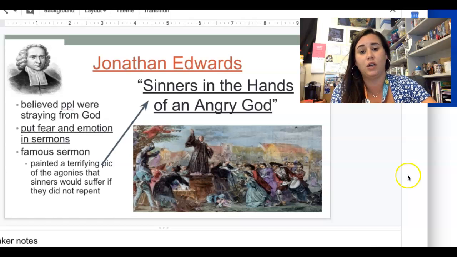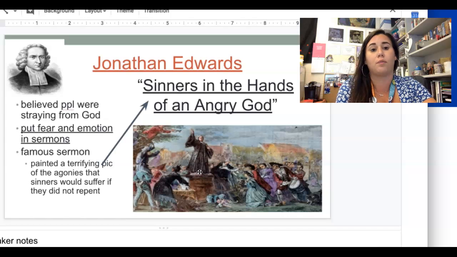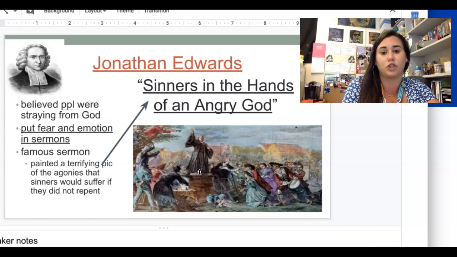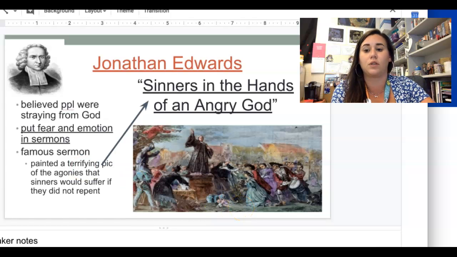And we can see here people falling at his feet, right? He's elevated, he's preaching in the open air. He's not standing at a pulpit inside of a church. He's attracting large groups of people. That's what the First Great Awakening was all about.